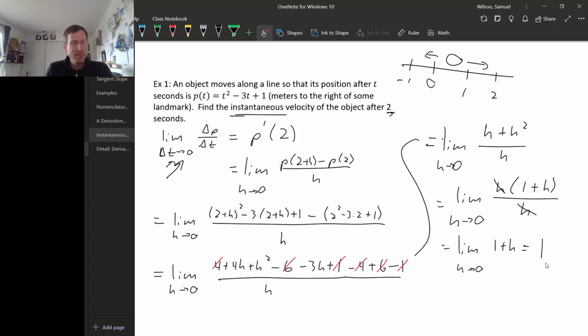So we get 1. 1 what? Well, remember, for an instantaneous rate of change, our position is being measured in meters, and our time is being measured in seconds, so the units of the instantaneous rate of change are just the quotient of those. So this is 1 meter per second. And you can see this is a unit for velocity, so we did actually compute an instantaneous velocity here.